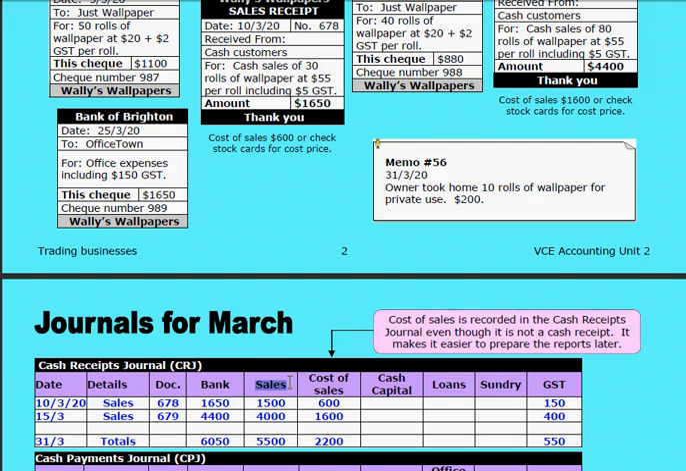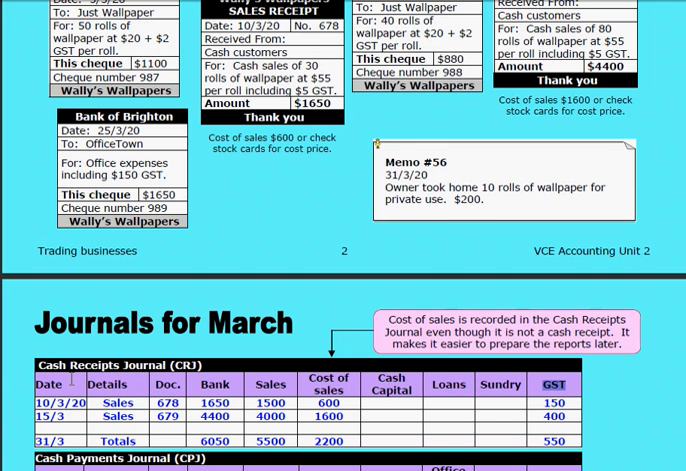So from now on, the cash receipts journal will have sales as the revenue column rather than, for example, takings. And there will now be a column called cost of sales. The cost price of the sales has to be recorded as well. And of course, we also record GST.